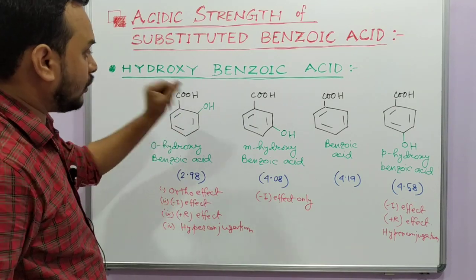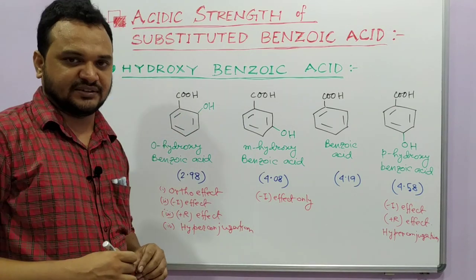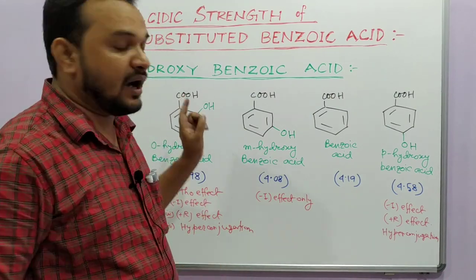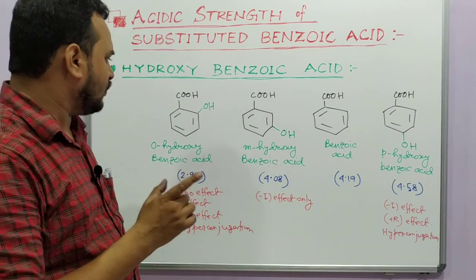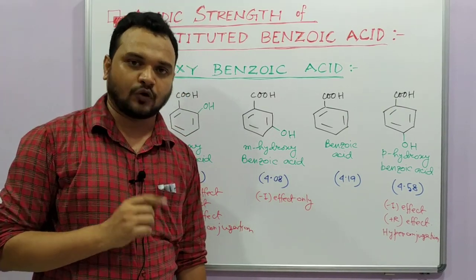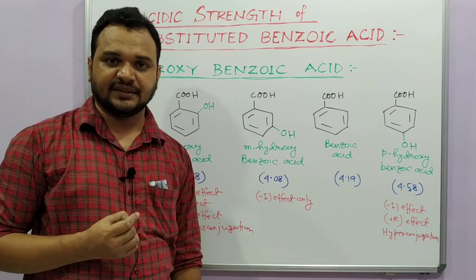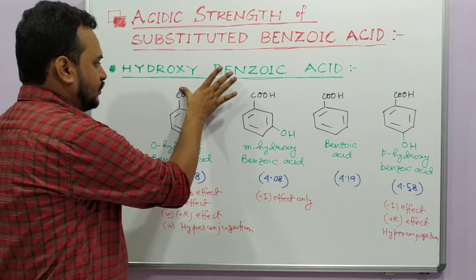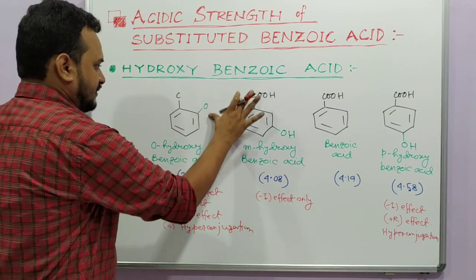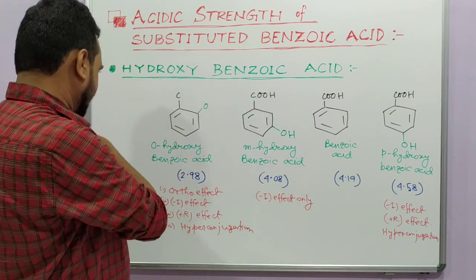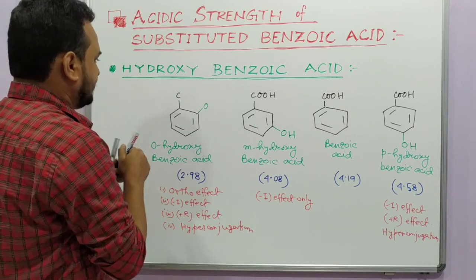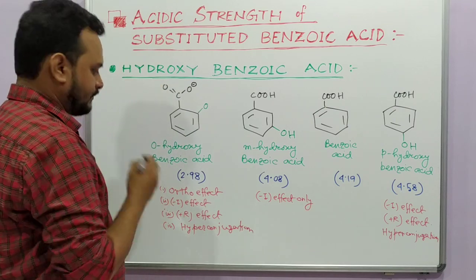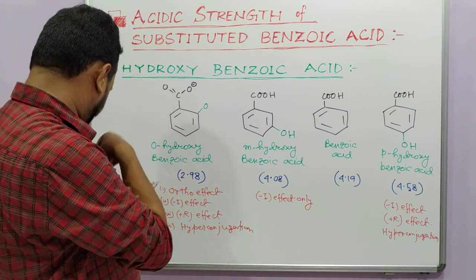Now here it is not only ortho effect, one more thing is there, and that is already discussed in the last class, hydrogen bonding. We know that greater the stability of the conjugate base, stronger is the acid. So if you take the conjugate base COO minus here, then what happens? As soon as it dissociates, we get COO minus here. This becomes O minus, and this becomes double bonded O. And here we have the OH.